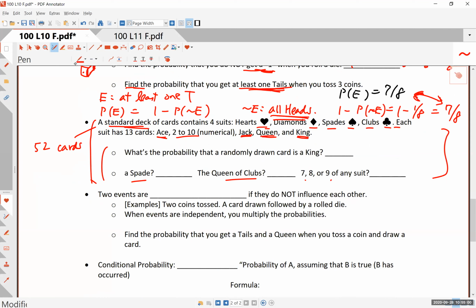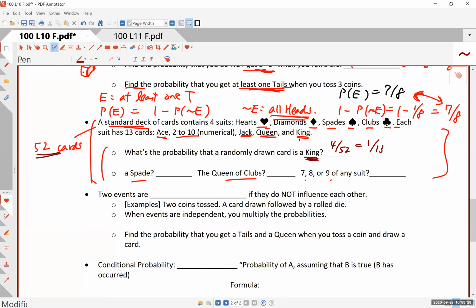Okay, so the answers are pretty straightforward. All you have to do is count. What is the probability that a randomly drawn card, you pick one card out of the standard 52 card deck, is a king? The answer is you have 4 kings out of 52, and so that's 1 out of 13. You could also say you have 1 king out of 13 in each of the suits. So it's 1 out of 13.